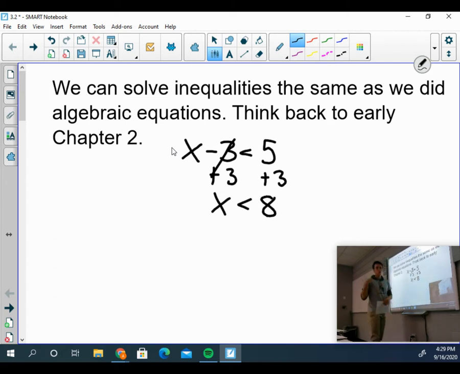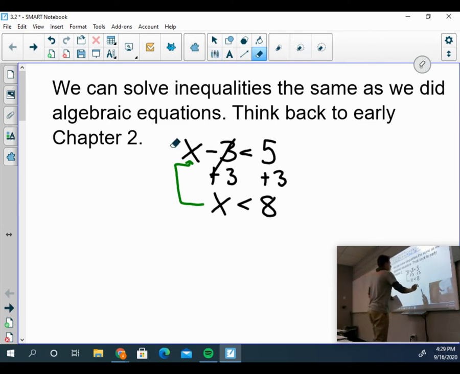Now, this is not just a single solution, as we talked about in 3.1. With inequalities, we will not have a single solution, but a set of numbers. What this means is any number less than 8 makes that inequality true. If you don't believe me, plug in any number less than 8 for x in the above inequality and see if it is less than 5. The whole point of this lesson is going to be about applying algebraic situations with inequalities.